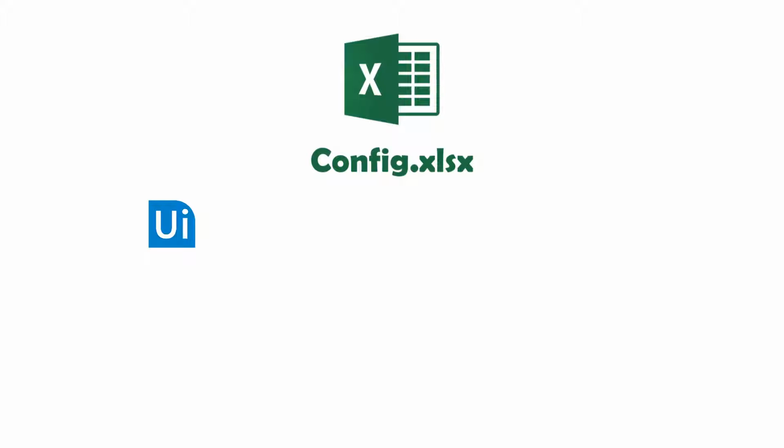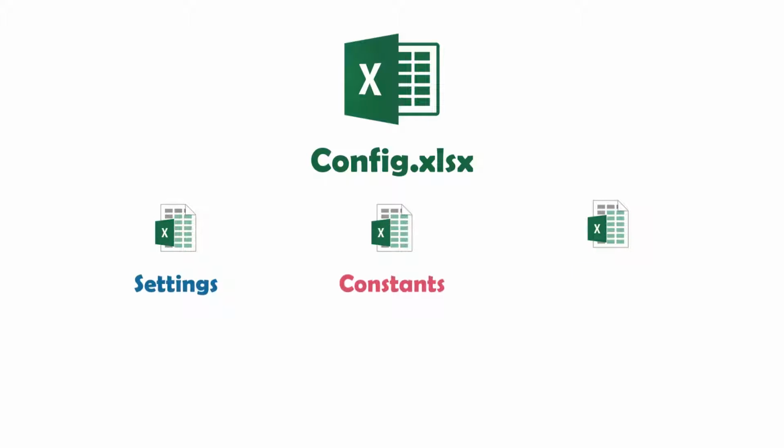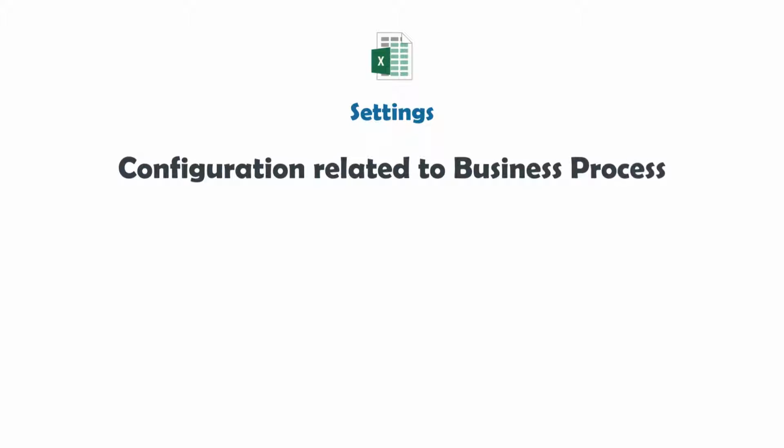The config file by default contains 3 sheets: settings, constants, and assets. I will explain the 3 sheets, what we can or should enter in each one of them. Let's start with settings sheet. In this sheet we can store any configuration related to the business process. For example, URLs, file paths, credential names, or any process-specific information.